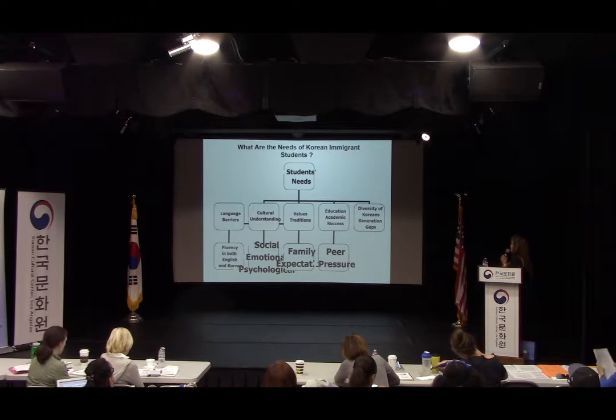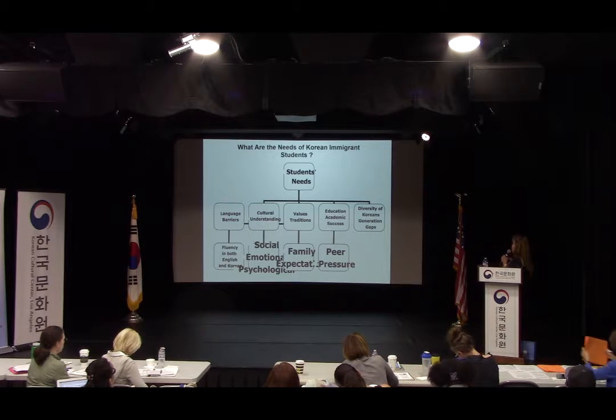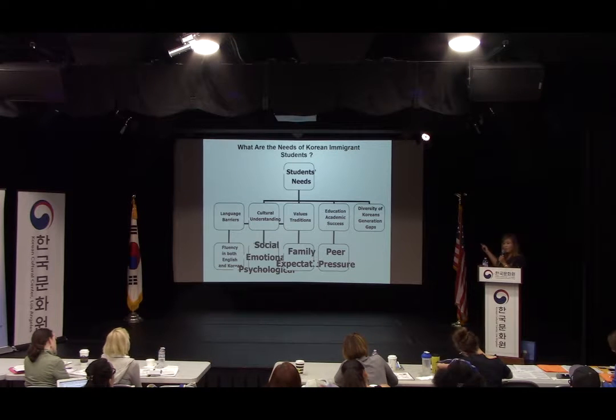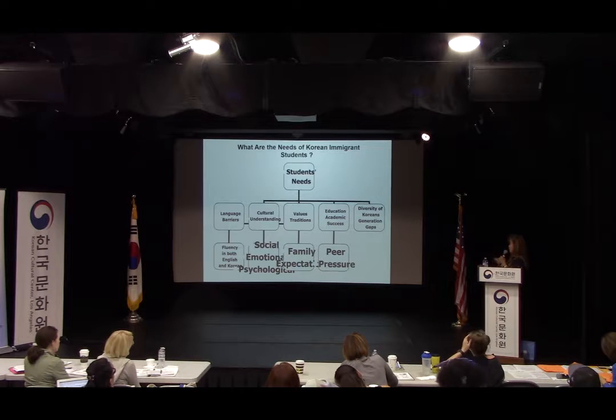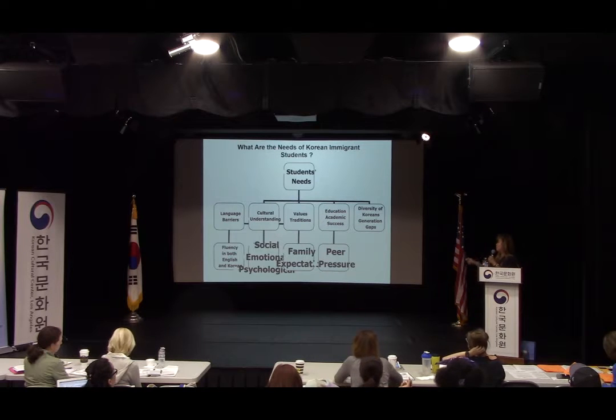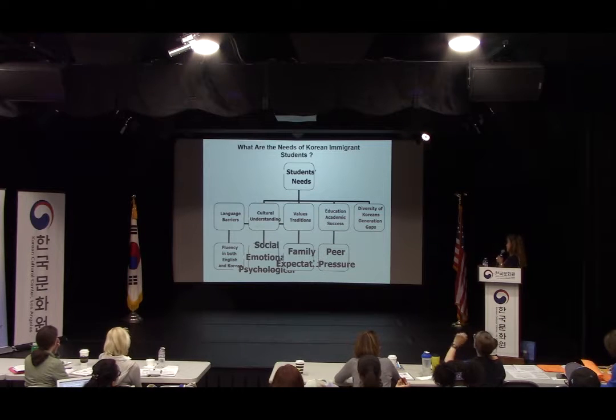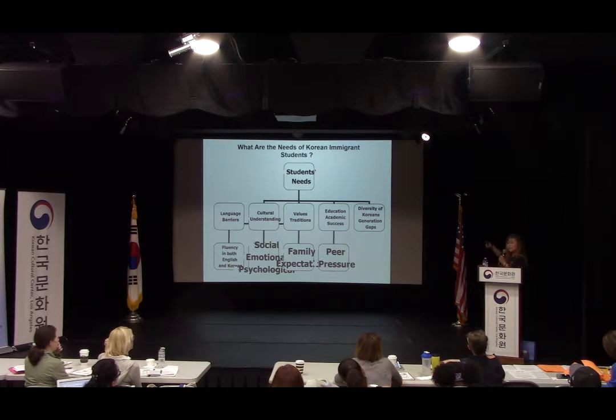Okay. Needs of our Korean immigrant students: again, when they first arrive, it's language barrier, cultural understanding, and then values, tradition, education, academic success, and the diversity of the Korean generation gap. Here, between second and first, you see there's a gap. In between, there's more too. Sorry about that, I was trying to highlight. Then there are social, emotional, and psychological needs. Again, they're becoming more fluent in both languages, then family expectations, and also peer pressure.